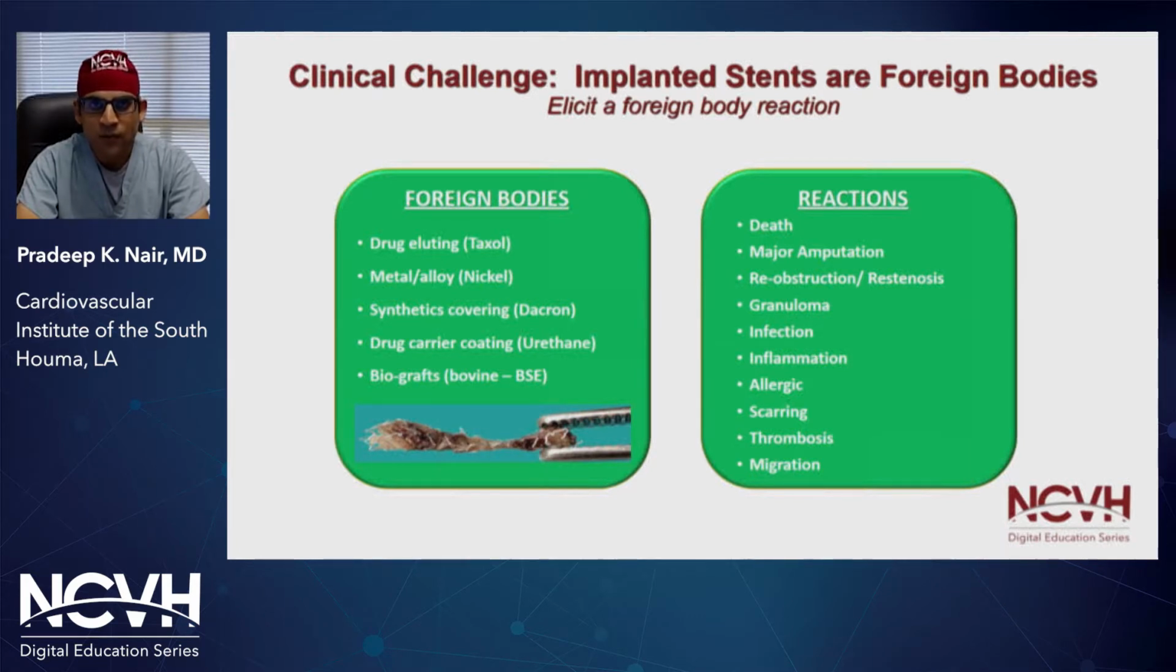after implanting stents, which are foreign bodies. All foreign bodies elicit some form of a reaction, whether it be with the concern over death, with paclitaxel, amputation risk as a result of these foreign bodies, restenosis with stents, formation of scar tissue, infection, inflammation, reactions such as scarring and allergies, thrombosis, and of course, migration. These are all concerns with all of the types of foreign bodies that we as interventionalists implant.